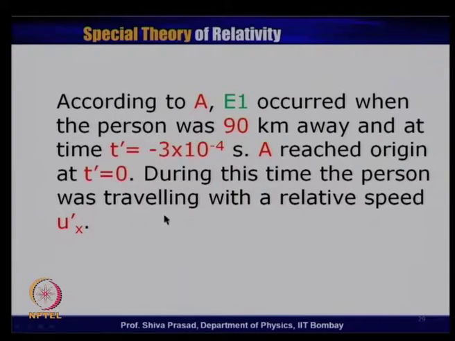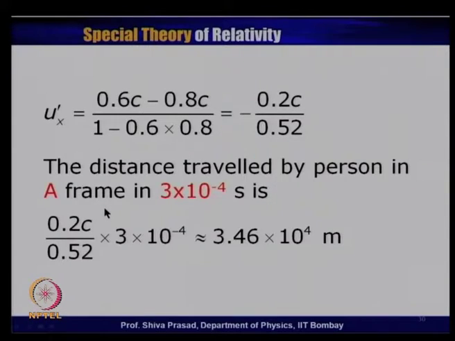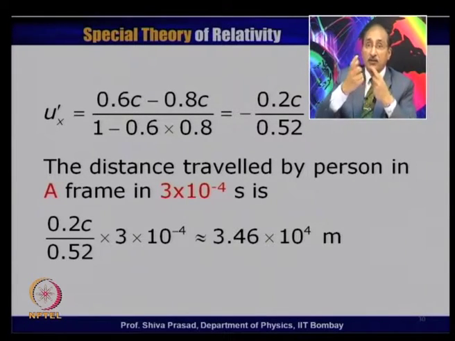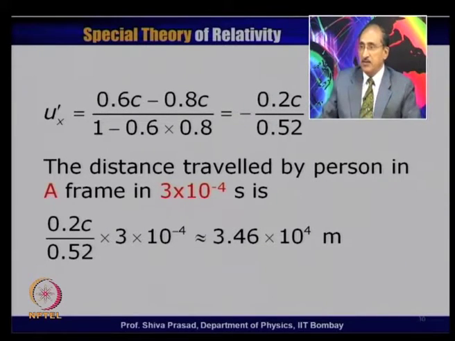During this time, as I have said, the person was traveling with a relative speed of ux prime. Let us calculate ux prime. Apply the velocity transformation formula. I have to go from the frame of hospital to the frame of ambulance. Relative speed v is 0.8 c. I want to find out the speed of the train in the ambulance frame of reference. ux is the speed of the train as seen in the hospital frame, 0.6 c. So, ux prime equals (0.6 c minus v, which is 0.8 c) divided by (1 minus ux v divided by c square). There was a c here and a c here, that cancels with the c square. So, you get ux prime as minus 0.2 c divided by 0.52.